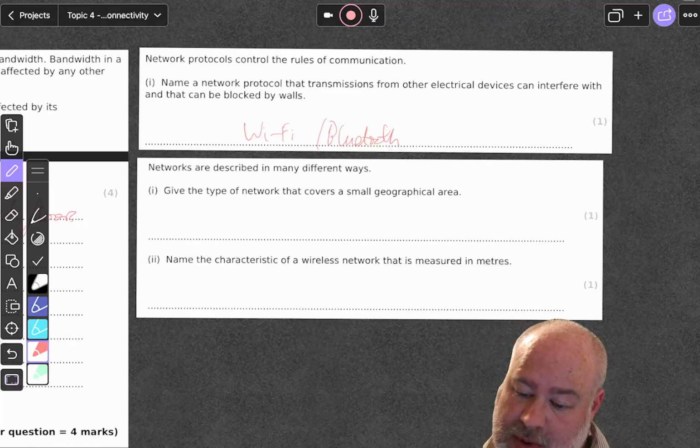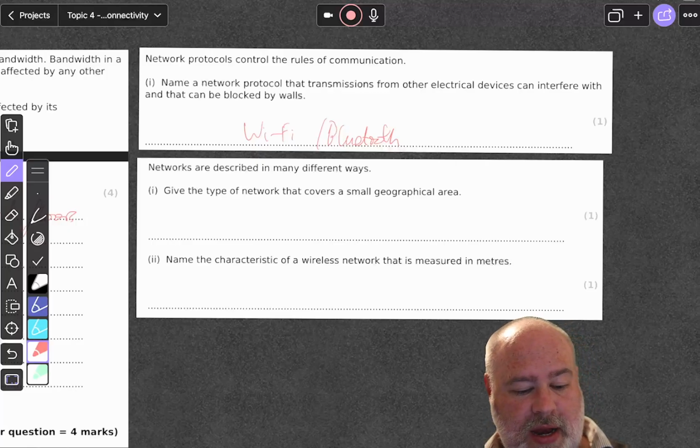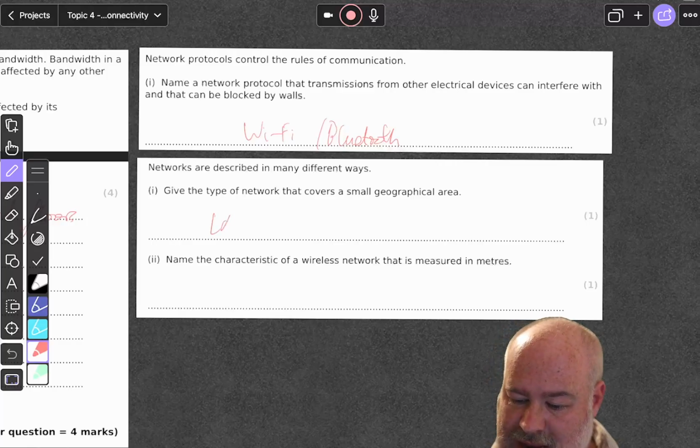Networks are described in many different ways. Give the type of a network that covers a small geographical area. Again, just think about your school. What was that? That was a LAN, wasn't it? A local area network.